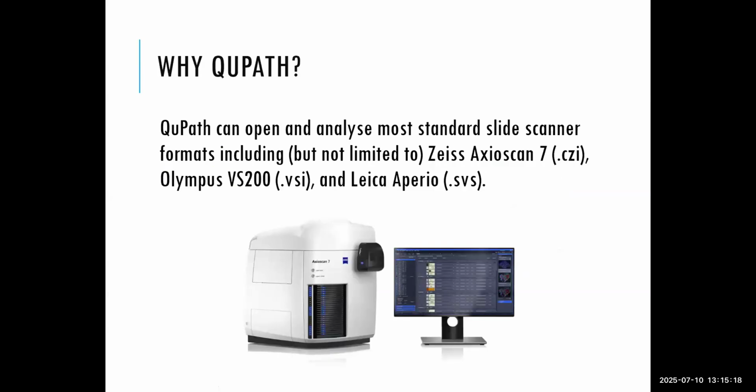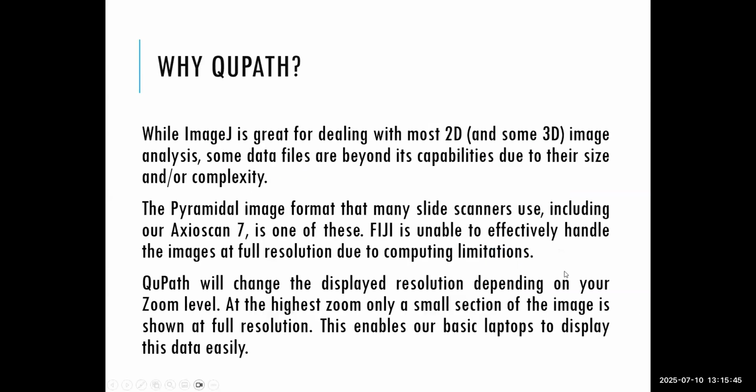So why would we use QuPath? QuPath can open and analyze most standard slide scanners. We have a Zeiss AxioScan 7, and it runs through those files really well, as well as the Olympus VS200 and the Leica Aperio. Those are the three main slide scanning microscopes that you will find, but it's not limited to just those. Now, ImageJ is really good for handling 2D images. It has some 3D functionality, but its bread and butter is pretty much 2D. And its image analysis, for a free software, is incredible.